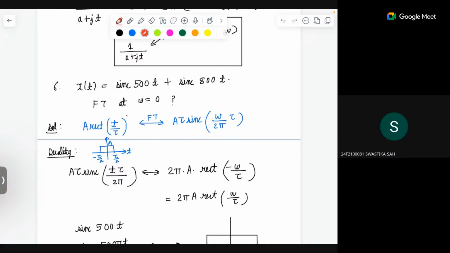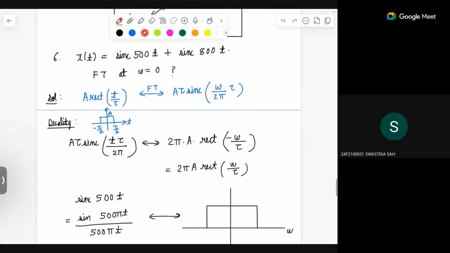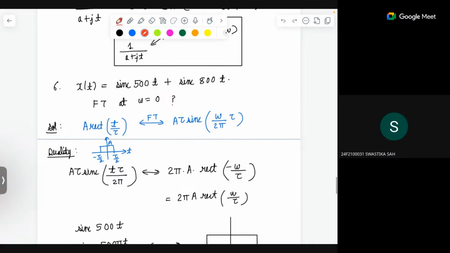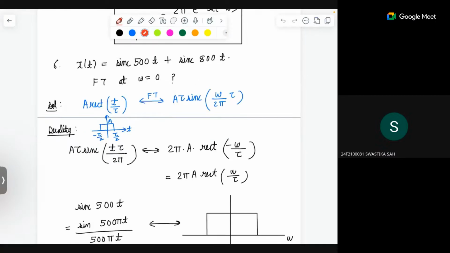Now, we can represent a rect t by tau graphically like this. Is this clear? Yes, ma'am. Now, what I did was I used the property of duality, because here sinc is in the frequency domain and here sinc is in time. So I'll have to use duality. So by the duality property, I took this, I replaced omega by t and got 2 pi x of minus omega. So this is what I get when I use duality. Yes, ma'am. Got it.